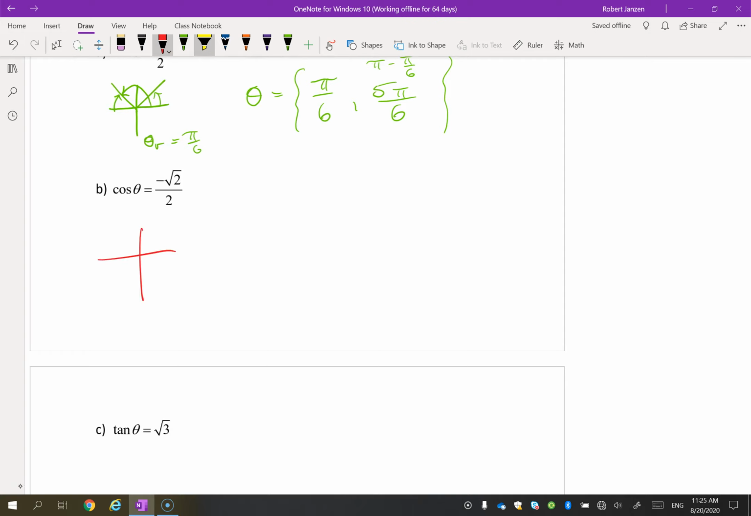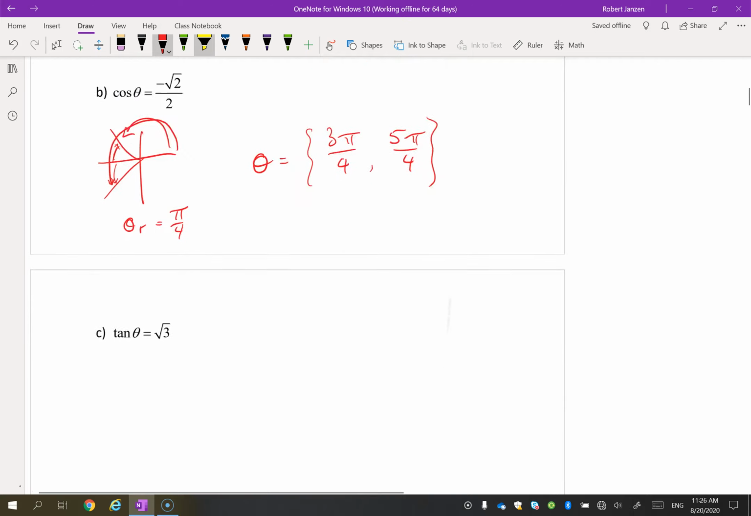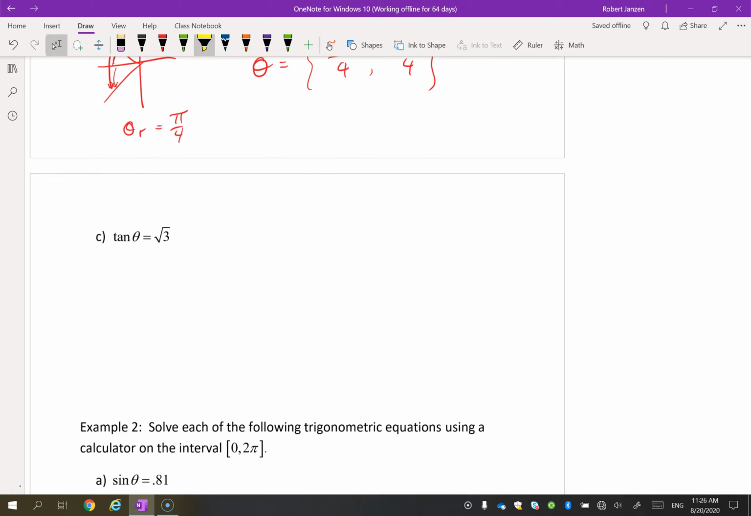Cosine. Where is cosine negative? Here and here. What is the reference angle? So here's the reference angle, here's the reference angle. Where is cosine root 2 over 2? That's at pi by 4. So, if this is the reference angle, what is the actual angle? That's going to be 3 pi by 4. And what is this one? That's going to be 5 pi by 4. Okay, I'm hoping that this is a little bit familiar to you. You have done these before.